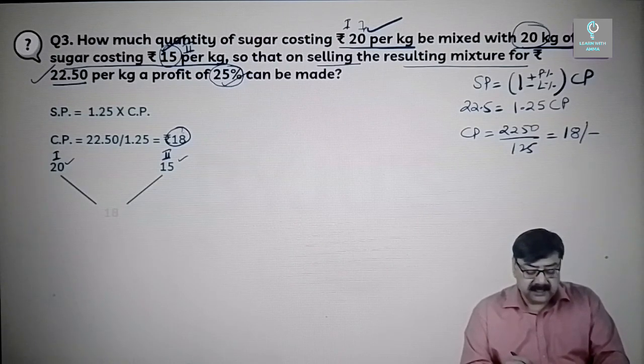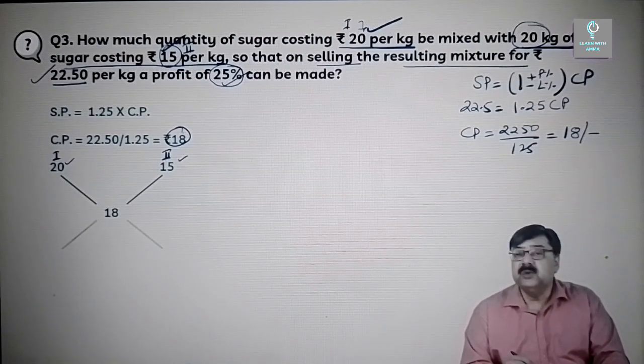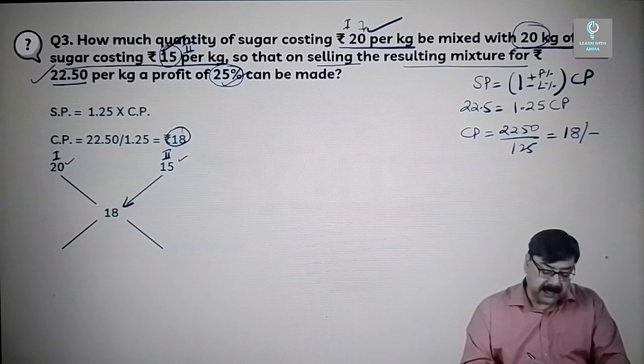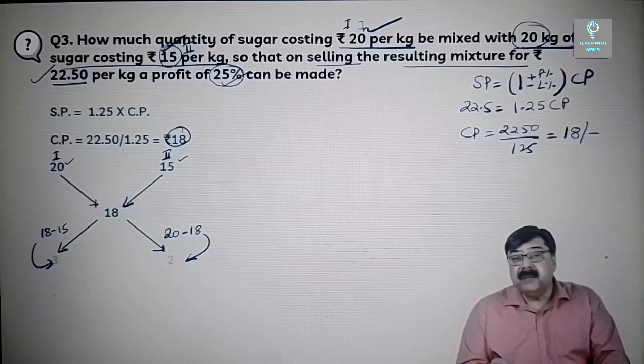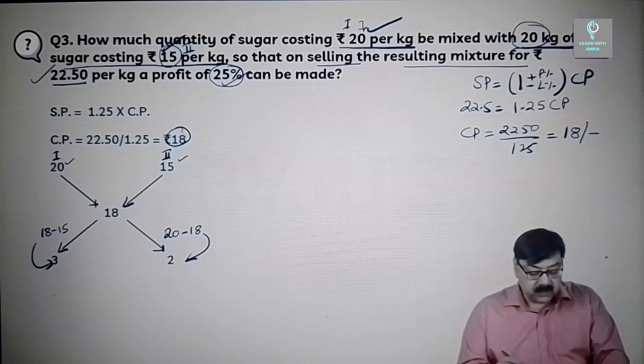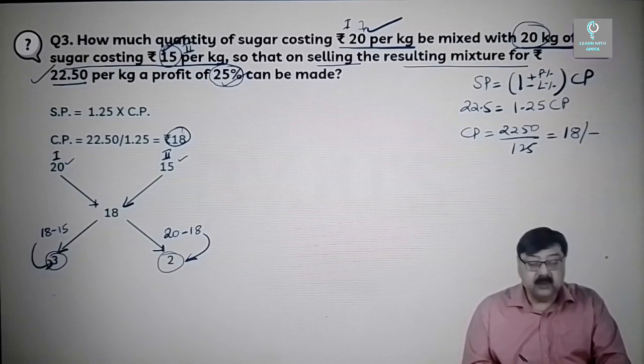That is rupees 18. So we shall make use of the cross rule here. From top right to bottom left, larger value minus smaller value, and top left to bottom right, larger value minus smaller value. 18 minus 15 is 3 and 20 minus 18 is 2. So the ratio here shall be 3 is to 2.